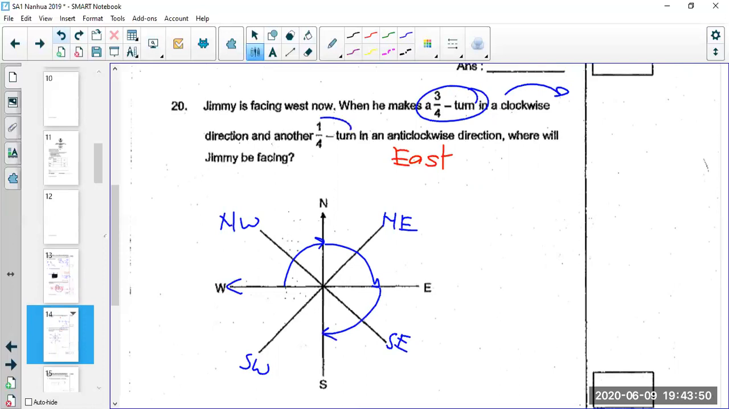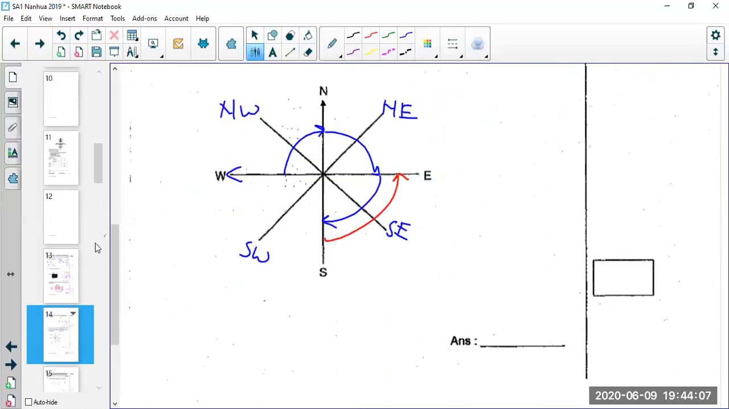And then he makes another 1/4 turn anti-clockwise. Anti-clockwise, right? So how do you turn anti-clockwise? You turn this way. From here, you turn backwards, 1/4. So where is he facing? East. Got it? Okay, next one.